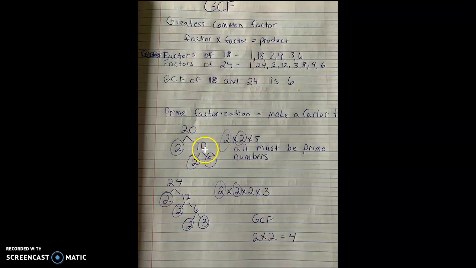And that branch is done. So then I go to 10. What times what is 10? 2 times 5 is 10. Both of these are prime numbers. They have only two factors, one and themselves. So therefore, the prime factorization of 20 is 2 times 2 times 5. Notice all three of these are prime numbers. And if I multiply it out, I should get 20. 2 times 2 is 4, times 5 is 20.